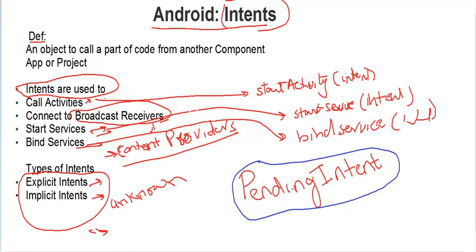For example, the Android notification manager is like an external application. It fires or performs an action depending on the intent that you declared in your application. This is called a pending intent being executed by, for example, a notification manager, because your application received a notification and then some intent gets fired.